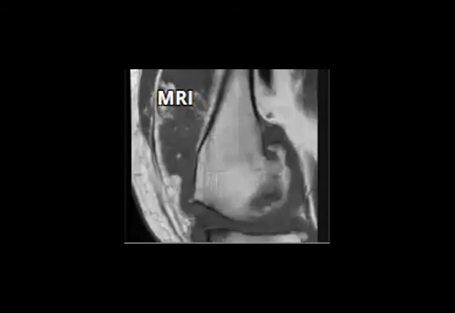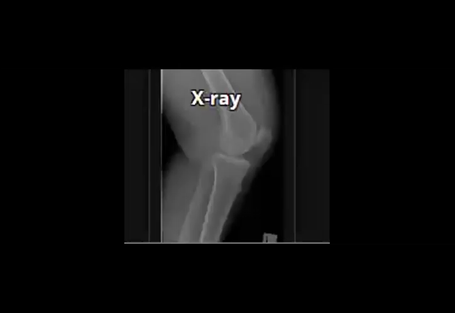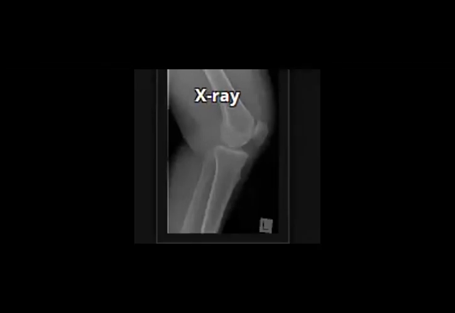Let's shift to the images if they have more. In the X-ray, it looks like this. You can see that there is suprapatellar soft tissue tumefaction. And finally, the diagnosis, what is called lipoma arborescens.